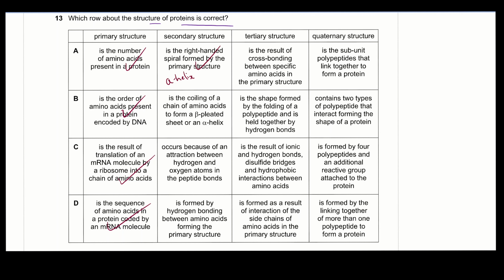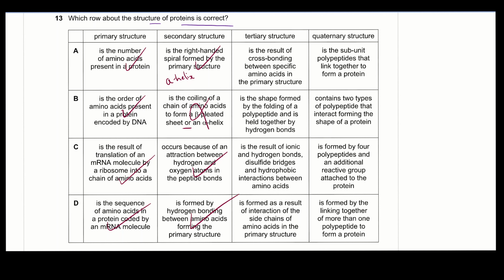So this is correct. B is the coiling of a chain of amino acids to form a beta pleated sheet or an alpha helix. This is incorrect, because actually it can form both in the same polypeptide. C occurs because of an attraction between hydrogen and oxygen atoms in the peptide bond. This is correct. As we mentioned earlier, D is formed by hydrogen bonding between amino acids forming the primary structure.